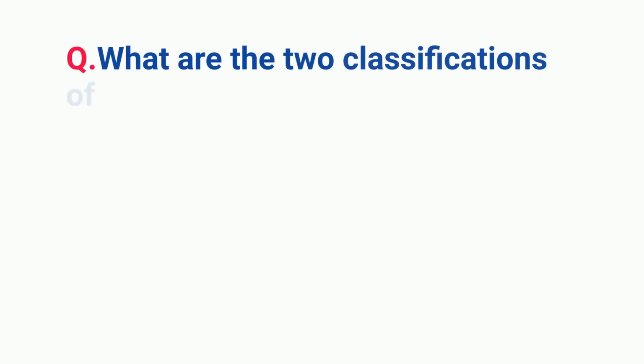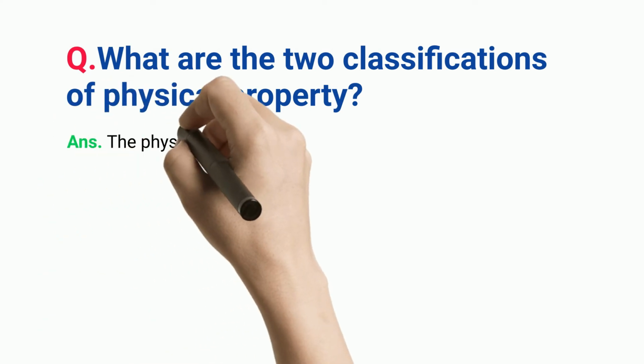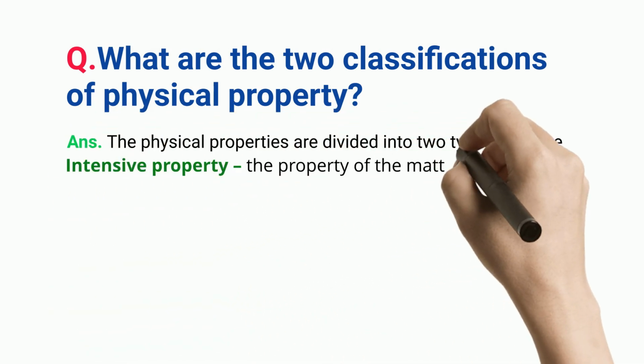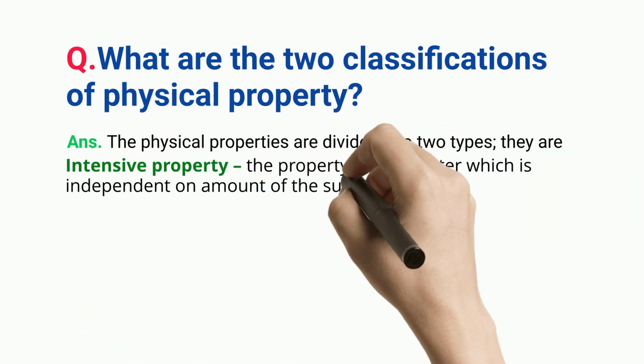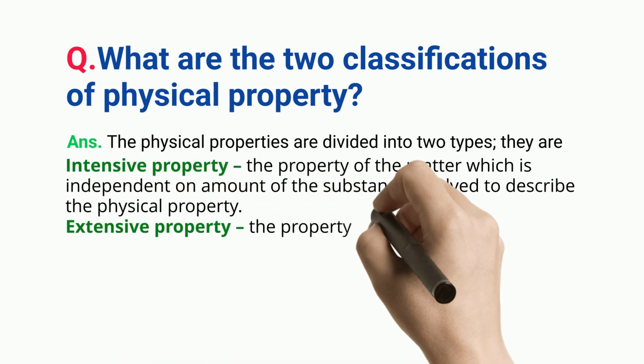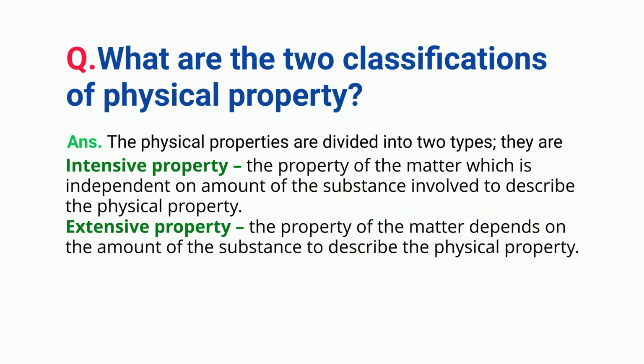What are the two classifications of physical property? The physical properties are divided into two types. They are intensive property, the property of matter which is independent of the amount of the substance involved, and extensive property, the property of matter which depends on the amount of the substance.